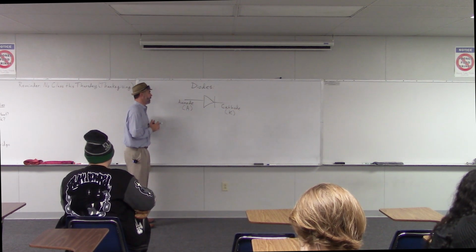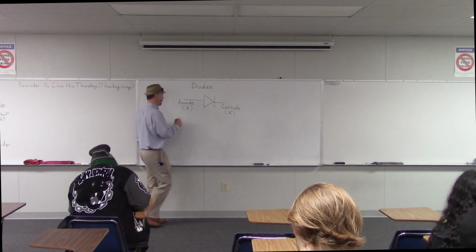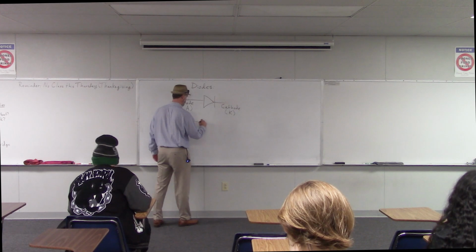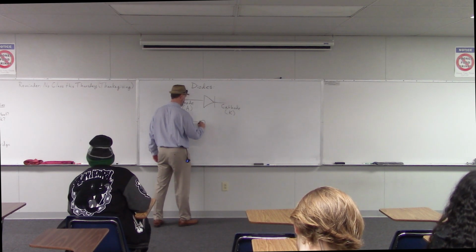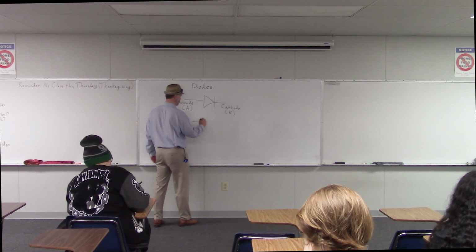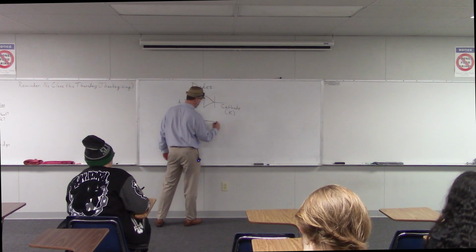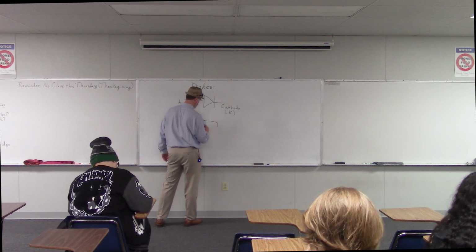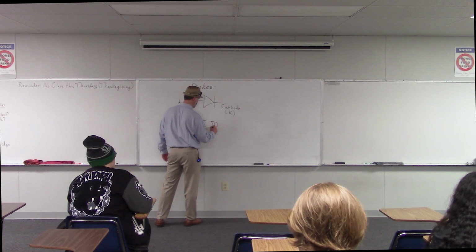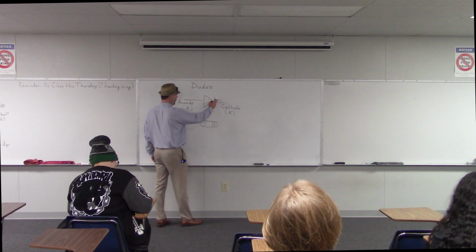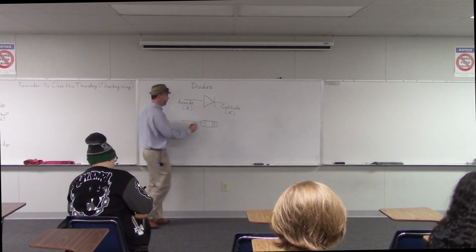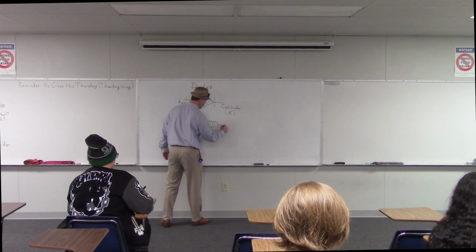So if we were to look at an actual diode, it would look something like this. It would have a wire, and then the body of the diode is typically a cylinder. And it's got a stripe on one end. And this stripe end corresponds with the line on the symbol. So the end with the stripe is the cathode.